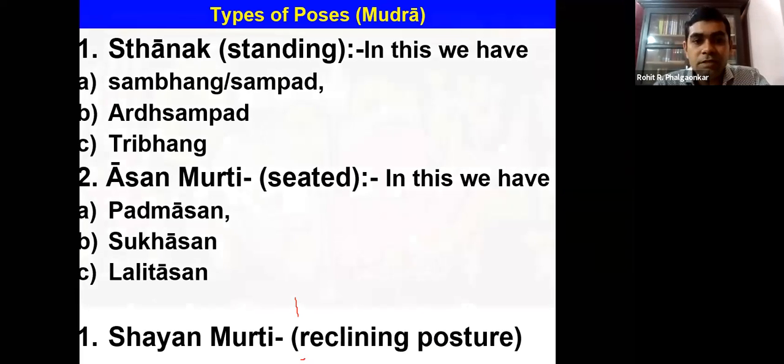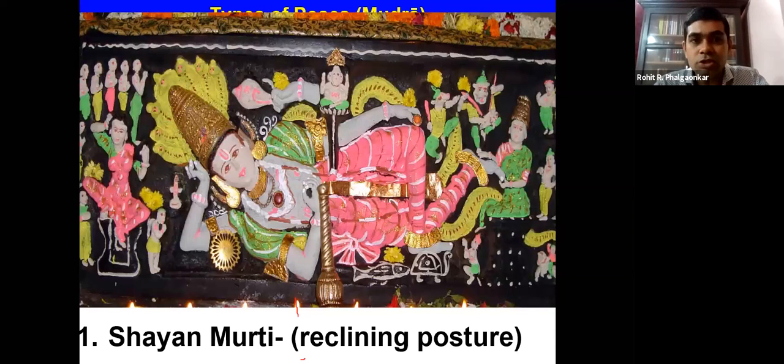And you have the Shayana Murti, or the reclining pose. Here, this is shown only for the sculpture of Ananta, or Vishnu, who is believed to be reclining in the ocean.